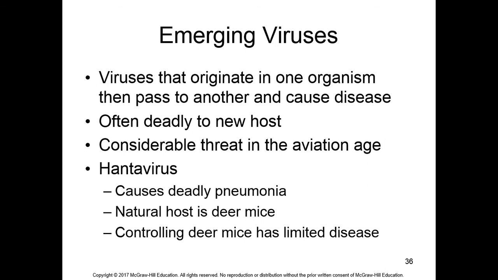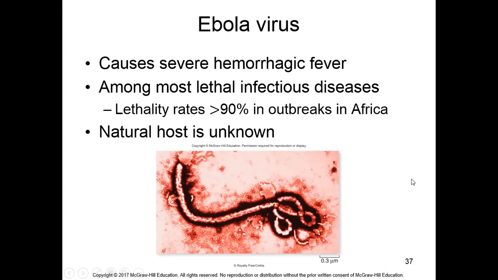So these emerging viruses are often deadly to new hosts and a considerable threat in the aviation age, because viruses do not have any boundary. They can stick to different surfaces and move with humans from one place to another, and that's how they can spread so quickly, and this is what has happened in the case of coronavirus infection. Another example is hantavirus. It causes deadly pneumonia. The natural host is the deer mouse, and simply controlling the deer mice has limited the disease.